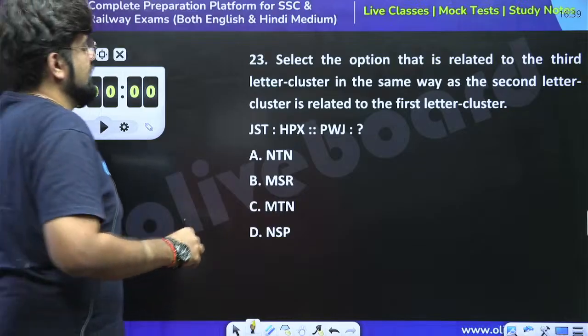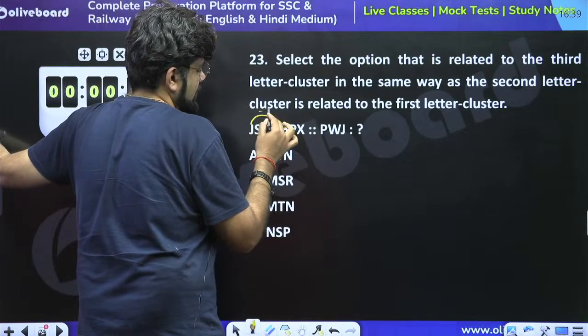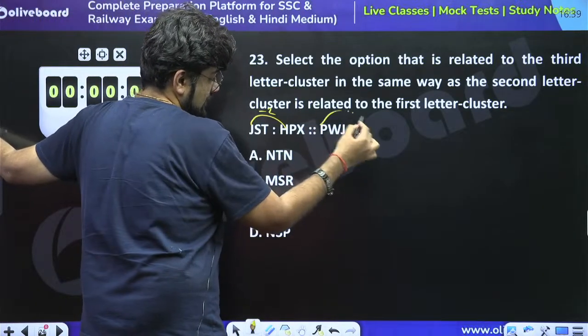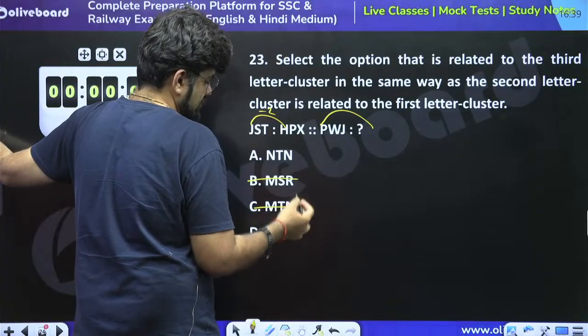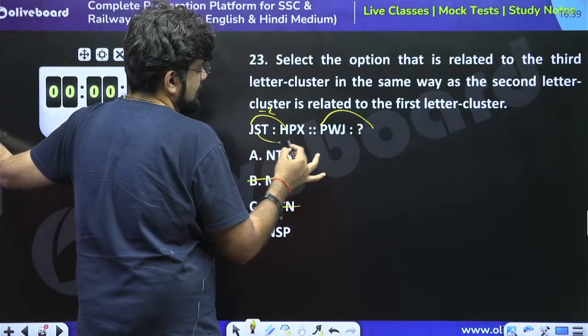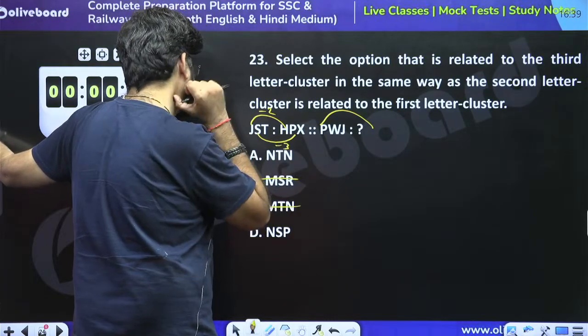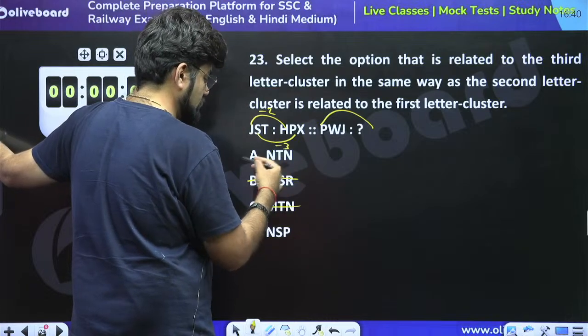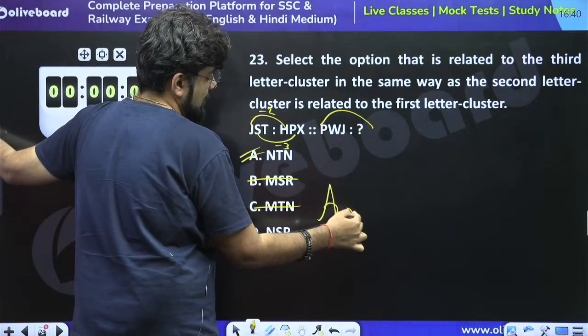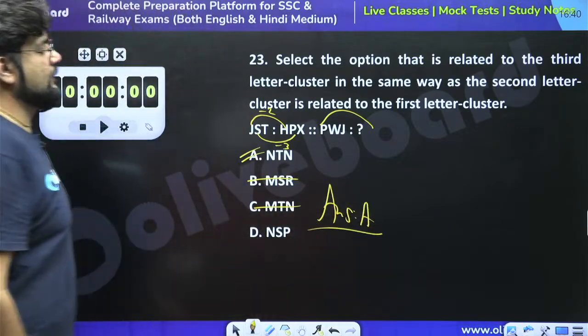Okay, so is it 8, 10 minus 2, 8. So 16 minus 2, 14. 19 minus 3, 16. So 23 minus 3 is 20. Option A is the correct answer. Okay.